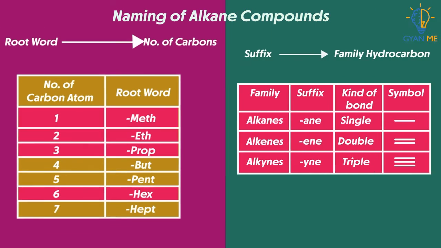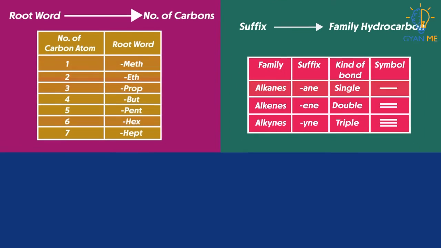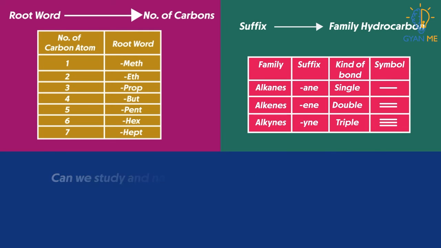And the name of each hydrocarbon in the alkane group has a common suffix ane, derived from the word alkane, to symbolize a single covalent bond. So now, can we study and name any alkane compound with all this information? Yes, definitely. Let's do it then.